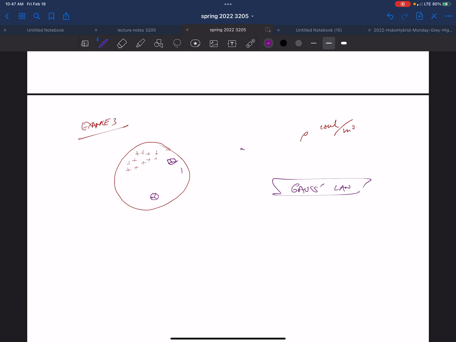Again, Gauss's law just comes from Coulomb's law. So I'm not going to add anything to Coulomb's law. There's no new discovery of anything. So it's a way of using Coulomb's law, is the way I look at it.